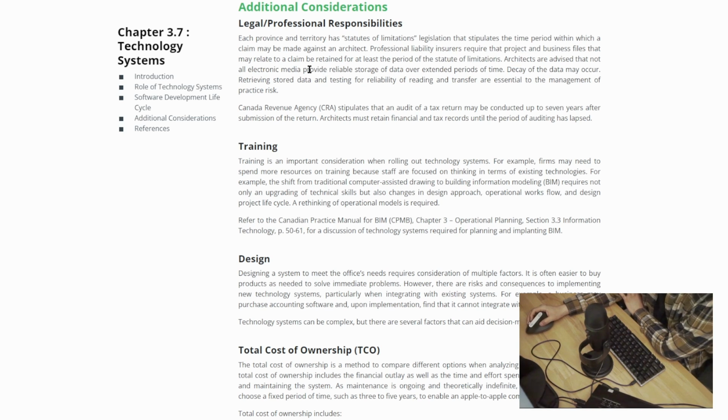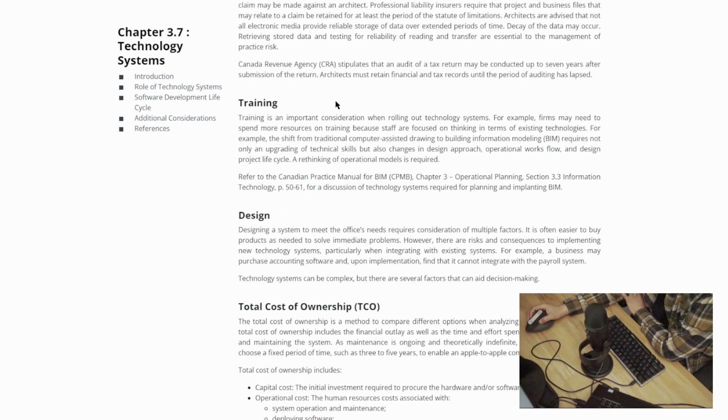Architects are advised that not all electronic media provide reliable storage of data over extended periods of time. Decay of the data may occur. Retrieving stored data and testing for reliability of reading and transfer are essential to the management of practice risk. The Canada Revenue Agency, CRA, stipulates that an audit of a tax return may be conducted up to 7 years after submission of the return. Architects must retain financial and tax records until the period of auditing has lapsed.